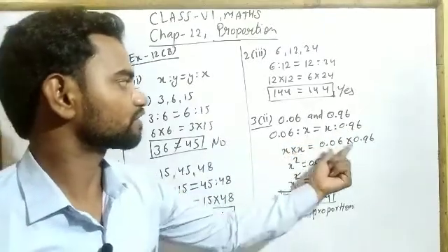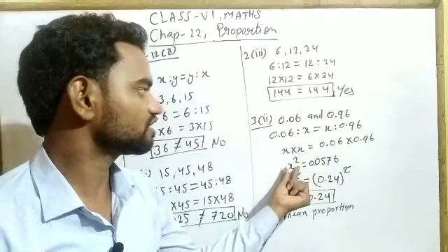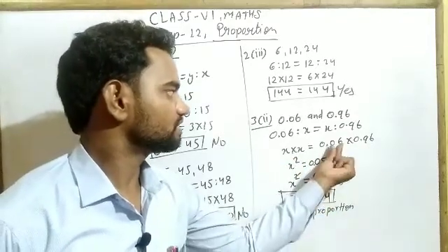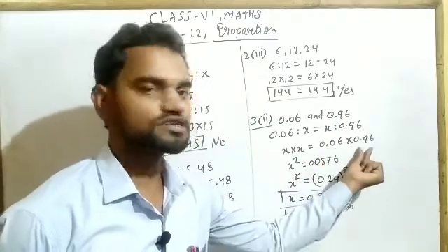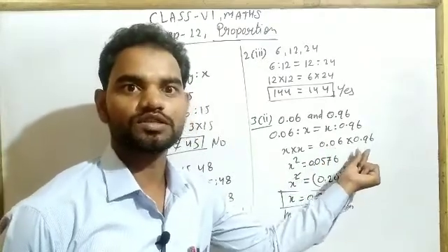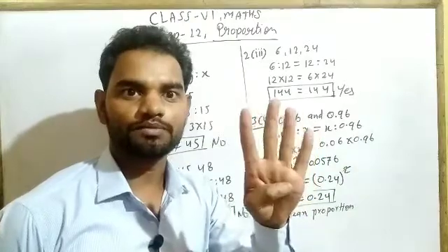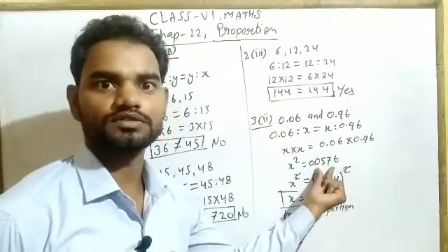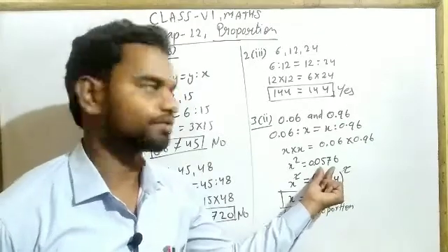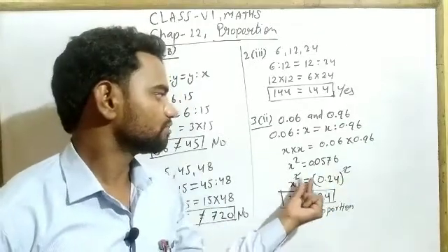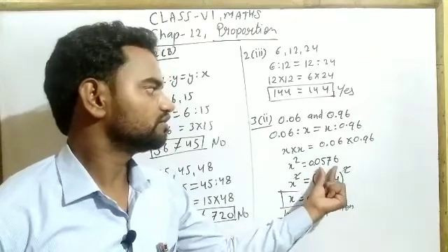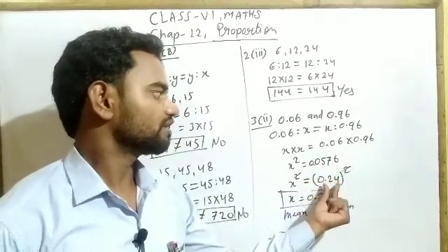According to the question, they are in continued proportion. Product of means equals product of extremes: x into x means x square, and we multiply these two values. This number has 2 decimal places and this number also has 2 decimal places, so in the product the total number of decimal places will be 4, that is 2 and 2. The decimal places are added, as you already know. So x square will be 0.0576.